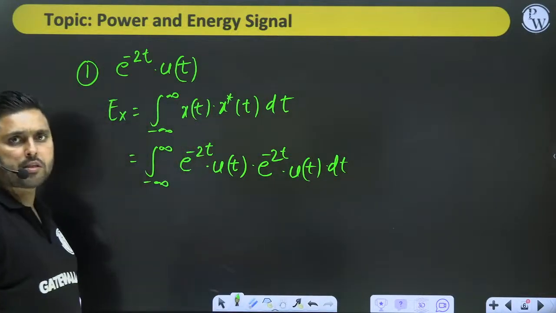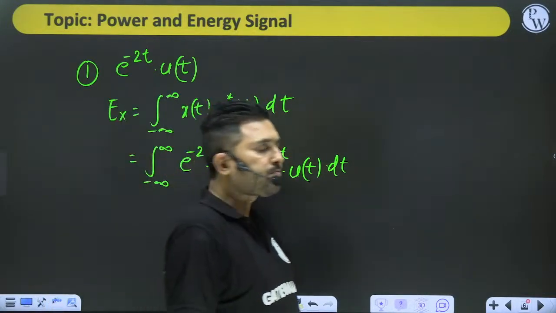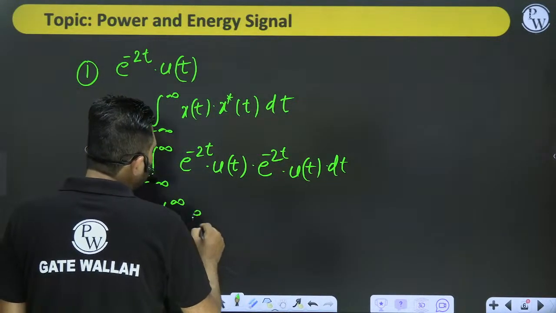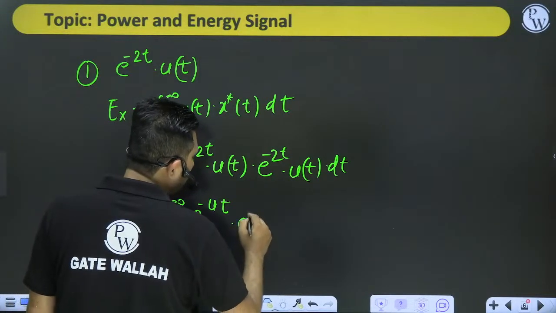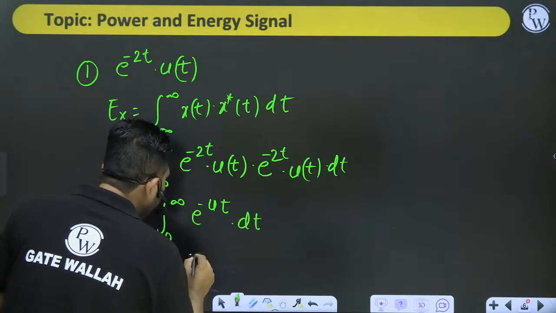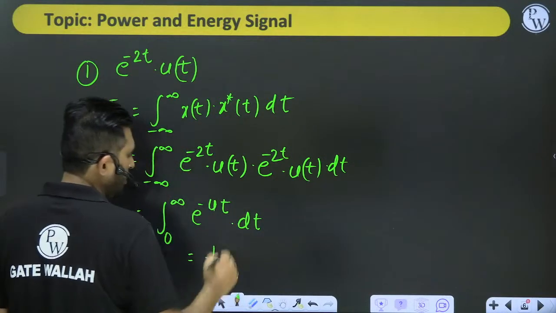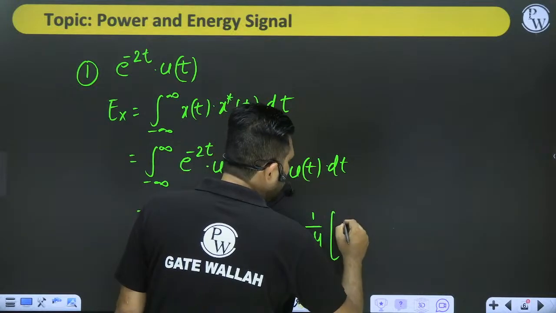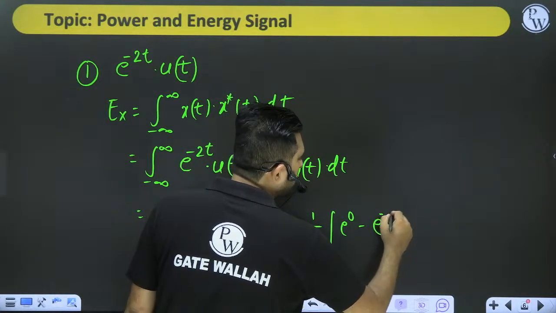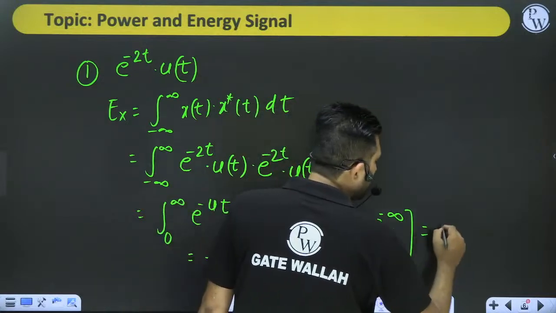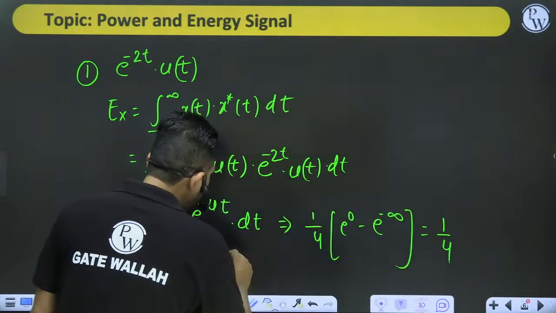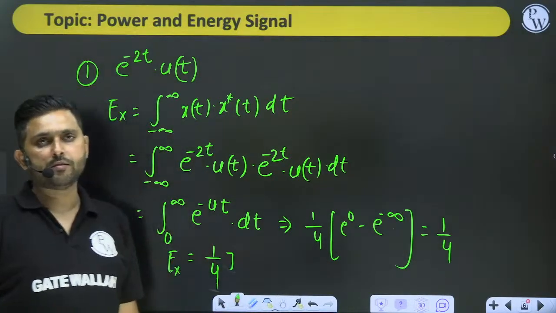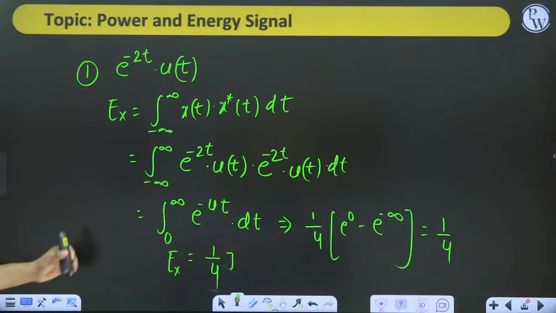And when you solve this function, this comes out to be the integral from 0 to infinity of e to the power minus 4t dt, and when you solve, it comes out to be 1 by 4 joule, because this can be written as 1 by 4 times e to the power 0 minus e to the power minus infinity, which is nothing but 1 by 4. So it is 1 by 4 joule. That's what my Ex is. Don't forget the unit of this function. So this is what my energy of this function is.